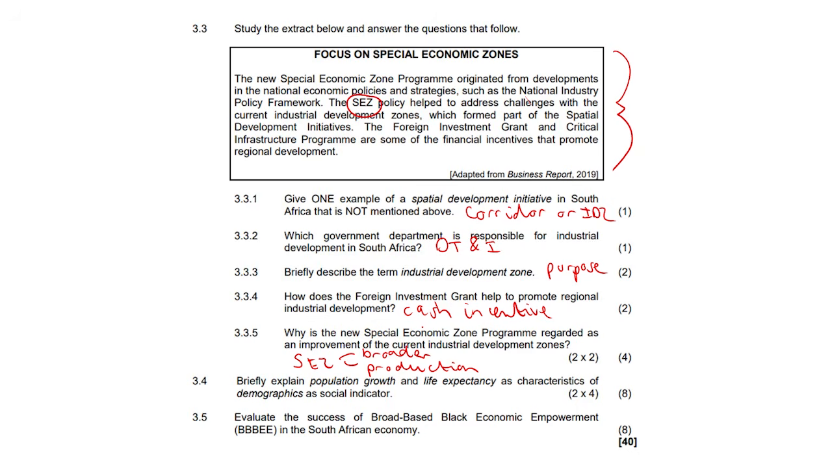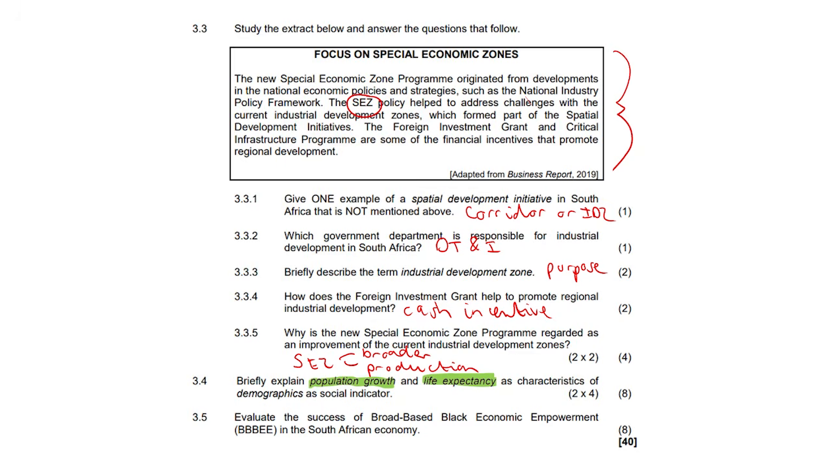3.4, nice question here. Briefly explain population growth and life expectancy as characteristics of demographics as a social indicator. It's question 3.4. Let's get into some nice heavy discussion here. So population growth and life expectancy. Regarding population growth, this demographic information refers to information about the size and age structure of a population, and it has important implications for public sector expenditure. Currently, South Africa's population is approximately 60 million or so, and the census is done every few years in order to determine the population growth.